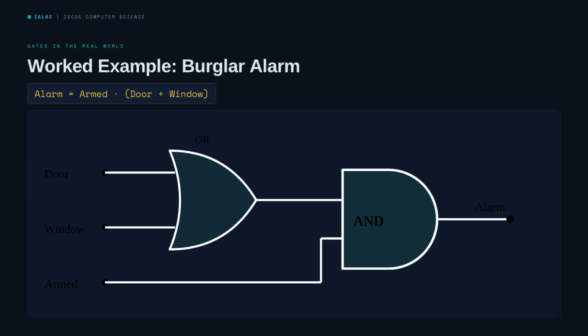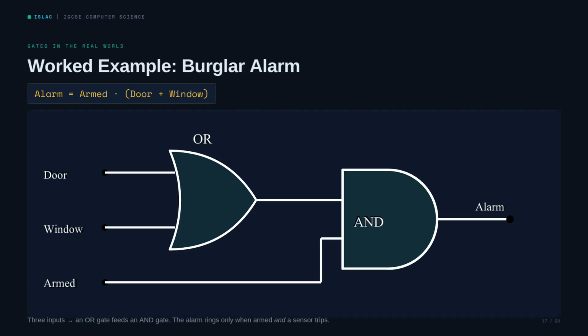A practical example, a burglar alarm. It sounds when the system is armed and either a door or a window opens. That's a 3-input circuit, an OR gate feeding into an AND gate. Logic gates aren't abstract, they run the technology all around you.